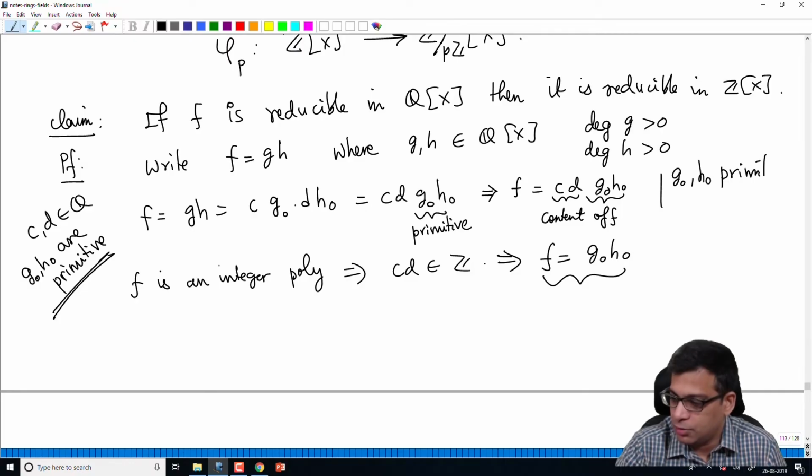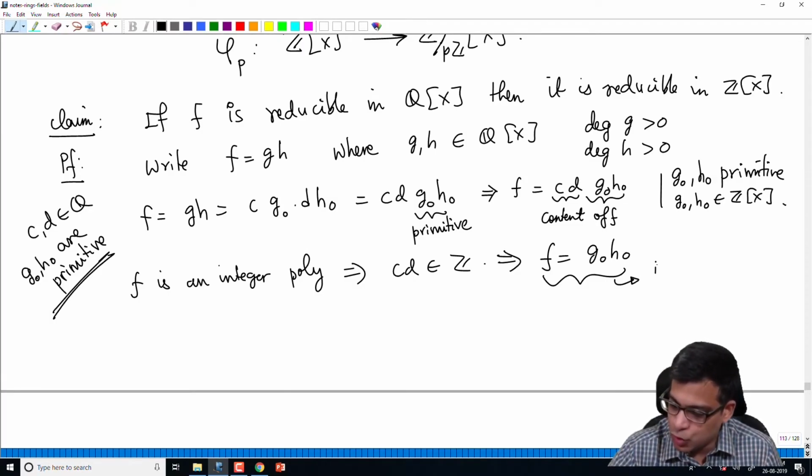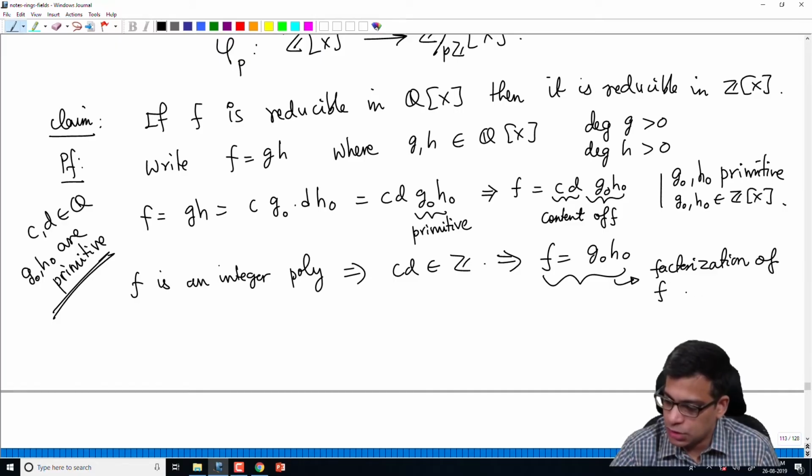That means by definition they are in Z[x]. So they are in Z[x]. That means here is a factorization of f. Remember, the degree of g0 and h0 are equal to the degree of G and the degree of H respectively, because C and D are constants. When you write G as G0, G and G0 have the same degree. So this is a factorization of F in Z[x].